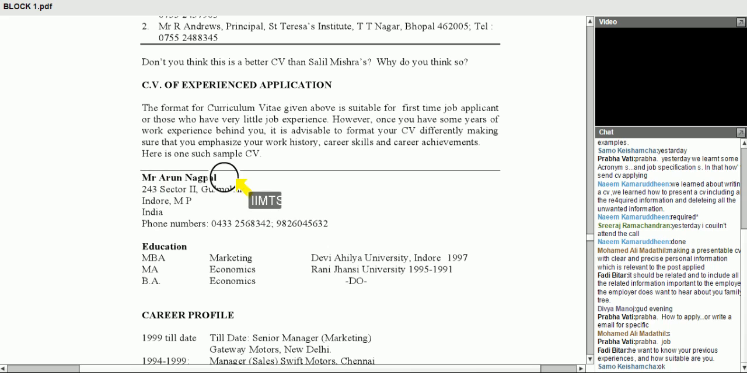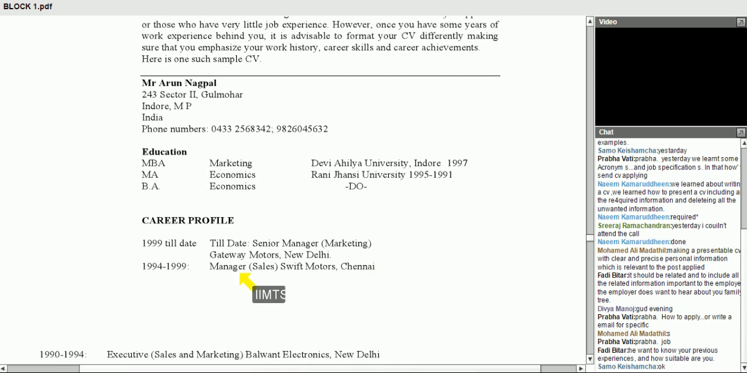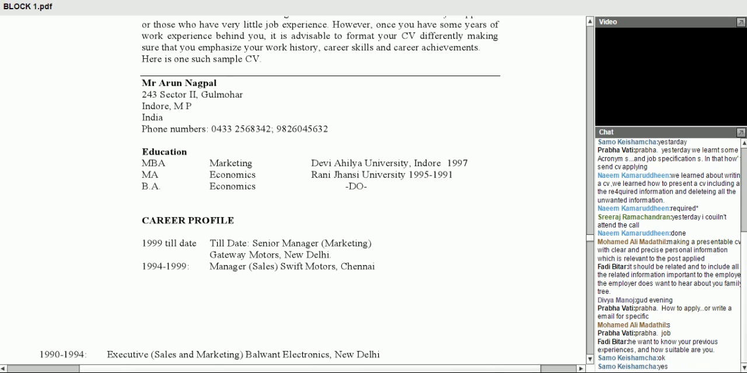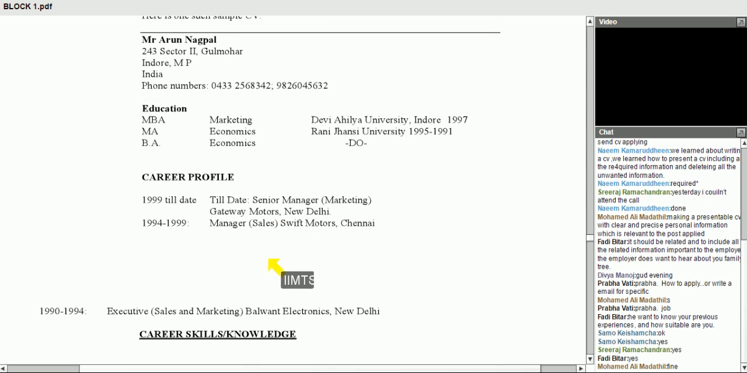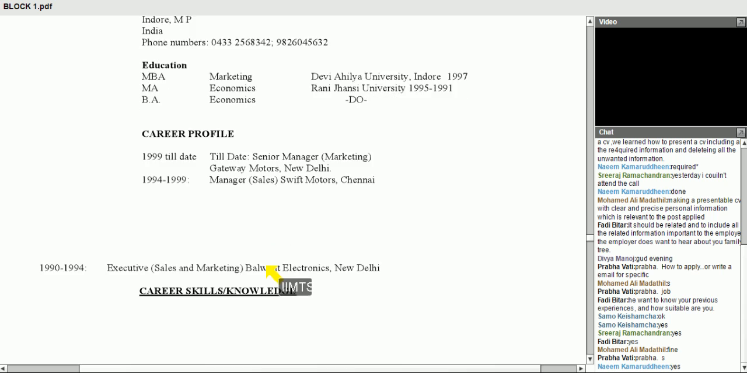Mr. Arun Nagpal, 243 Sector 2, Gulmohar, Indore MP, India, and these are the phone numbers. Qualifications are listed here: MBA, MA and BA. Subjects are mentioned, years are also mentioned, including the university. Now, this is his career profile. This is the most important part of the CV if you are experienced. From 1999 till date, senior manager marketing, Gateway Motors, New Delhi. Before that, from 1994 to 1999, manager sales, Swift Motors, Chennai. And from 1990 to 1994, executive sales and marketing, Balwant Electronics, New Delhi.